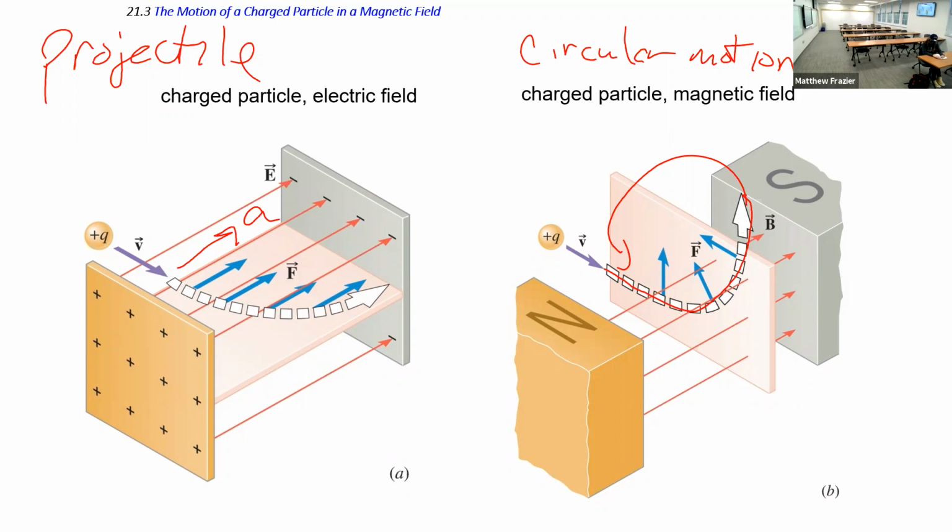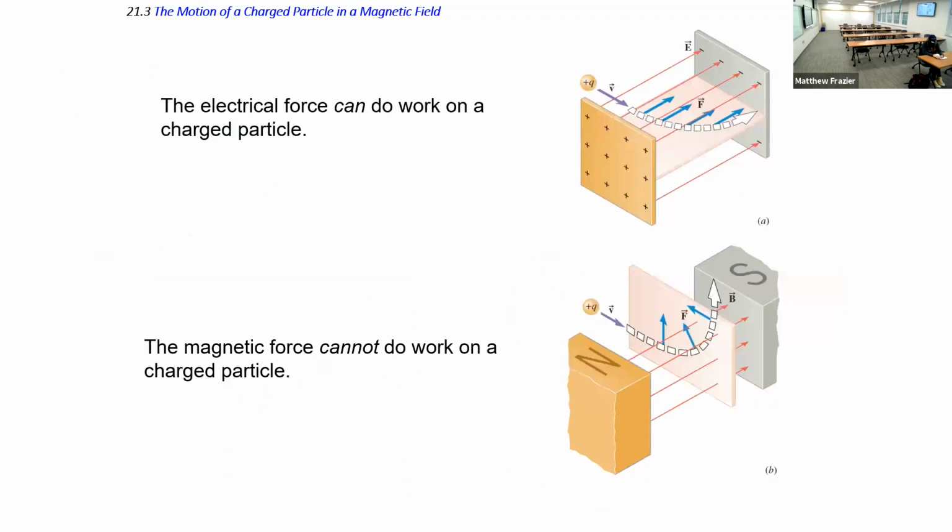What this means is electric fields do work, right? Because they can accelerate particles. They can change the velocity, so they change the kinetic energy. Magnetic forces don't do work because they make particles move in a circle. The kinetic energy stays constant because the velocity stays constant. These forces are just perpendicular. They cause rotation.